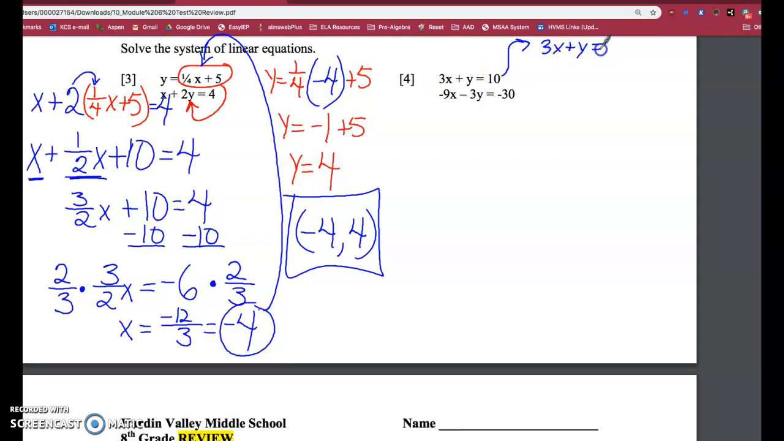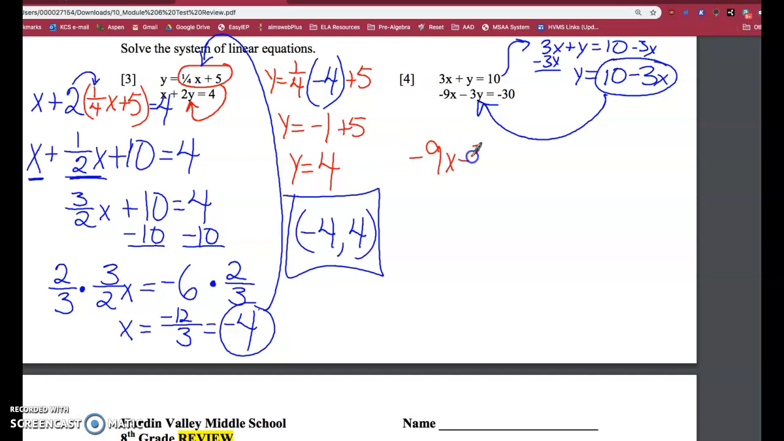3x plus y equals 10. I'm going to go minus 3x, minus 3x. That leaves me with y equals 10 minus 3x. Now I'm going to take this and put it right back in for that y. So negative 9x minus 3, not writing y, I'm going to put in 10 minus 3x equals negative 30.